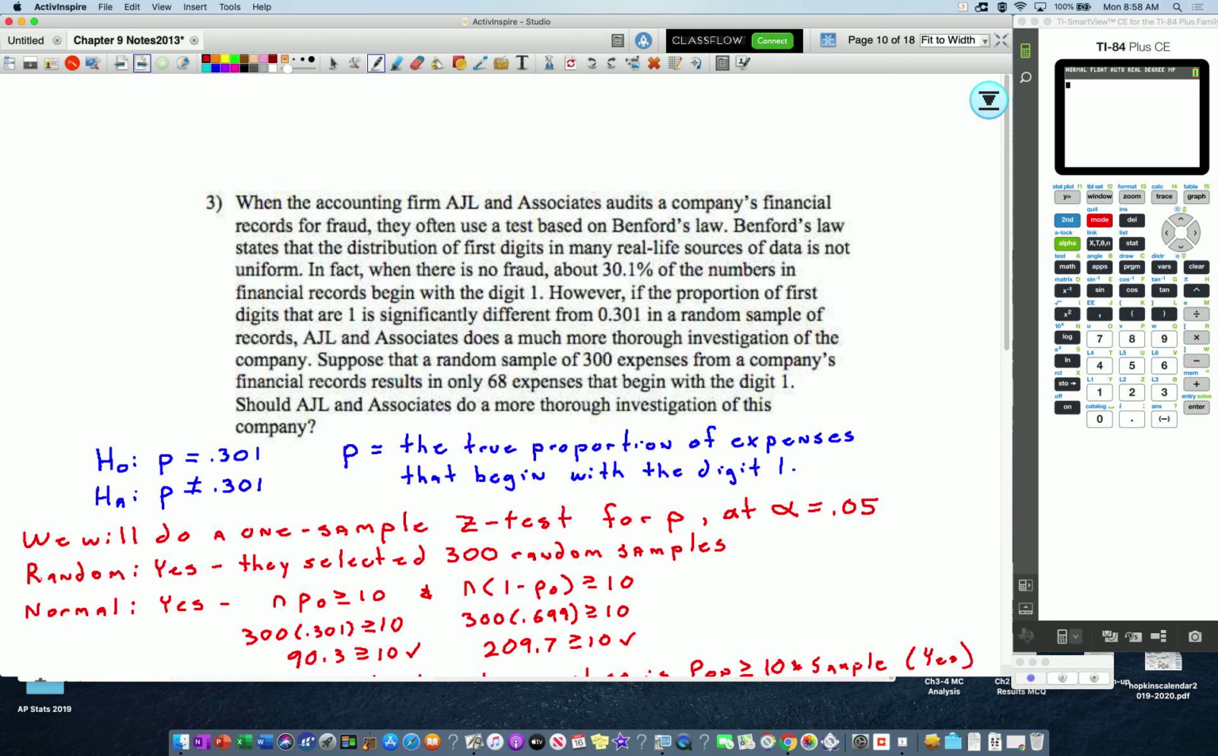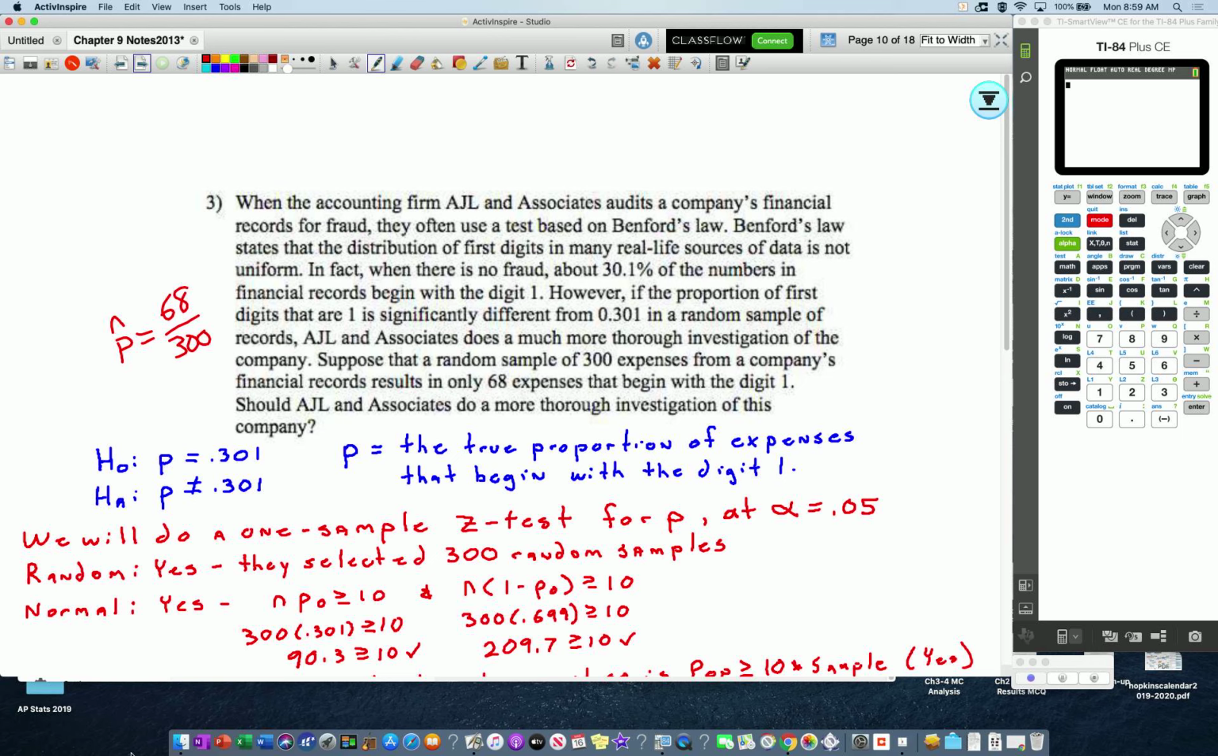So if I think about this, my p-hat is going to be 68 out of 300. That's going to be my sample statistic I'm going to use in step 3. I'm going to get to that part at the end. The last question here says, should HAL and Associates do a more thorough investigation of this company? So again, state, plan, do, conclude.